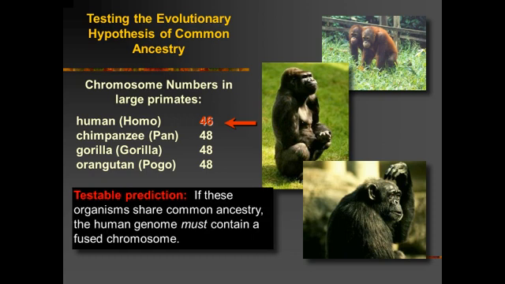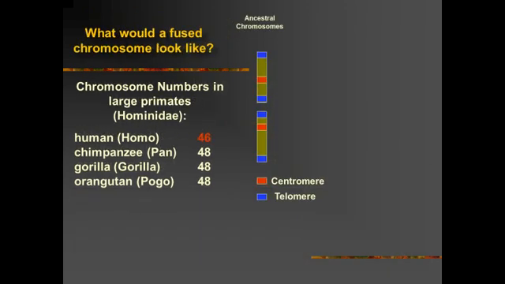Well, this forms a testable question. If humans and chimps share a common ancestor, then our genome must show signs of a fused chromosome. Well, does it? Well, first thing we want to know is, what would a fused chromosome look like? To see that, we need to know that every chromosome has a recognizable section at each end called a telomere. Chromosomes also have recognizable sections in the middle called a centromere. You may remember that centromeres are the location where sister chromatids attach before anaphase in mitosis.